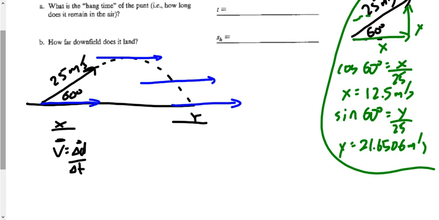Now, does the vertical velocity remain the same? No, so that means it's accelerating, which means I have to use one of the acceleration equations to describe the y component. Any of them are valid, but the one that's going to work the most often is which one?